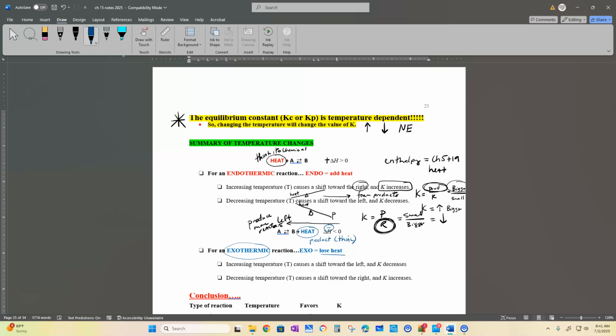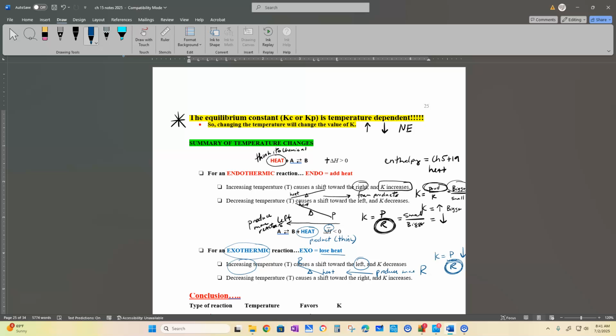Okay? So teeter-totter. If I increase my heat, which is a product, that means my products just got very dominant. And my reactants are kind of sitting up here in outer space. Okay? So what do I have to do? I have to shift to the left. I have to produce more reactants or lose some products. Okay? And remember, K is products over reactants, and my reactants are getting bigger and bigger and bigger. So what happens? My K is going to decrease.